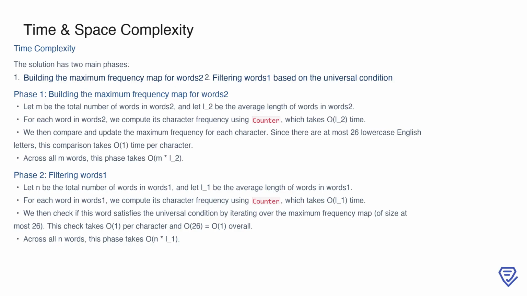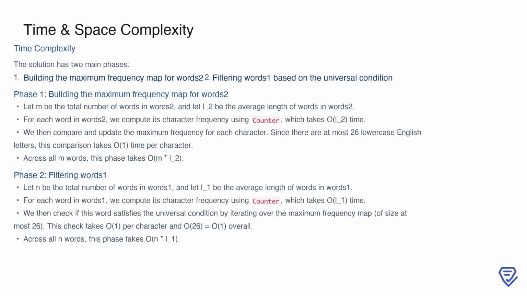In evaluating the time complexity of our solution, we break it down into two main phases: building the maximum frequency map for words 2 and filtering words 1 based on the universal condition. First, let's look at building the maximum frequency map for words 2.